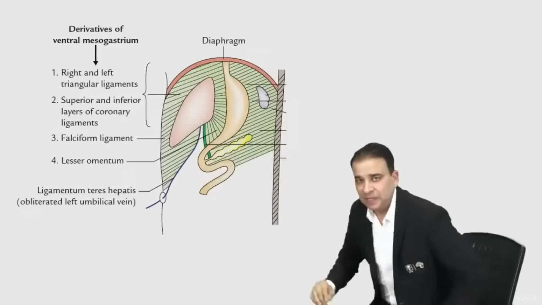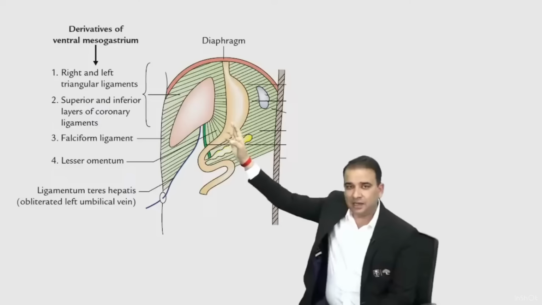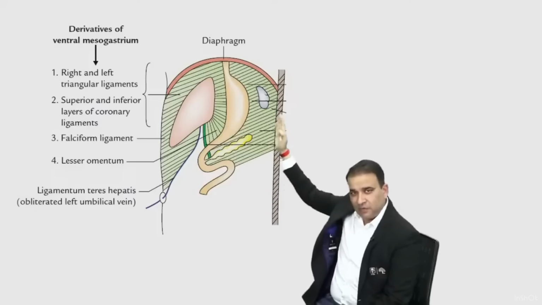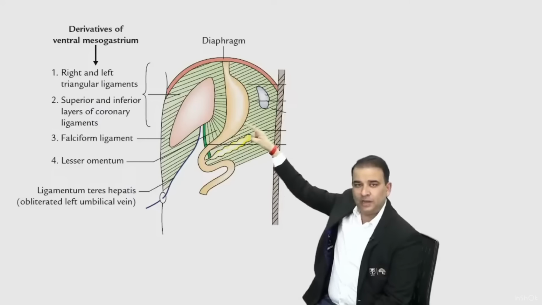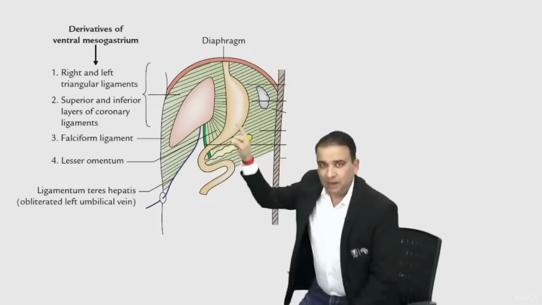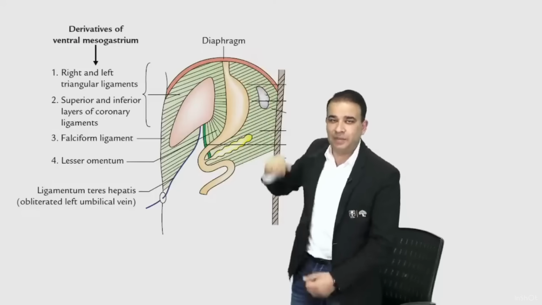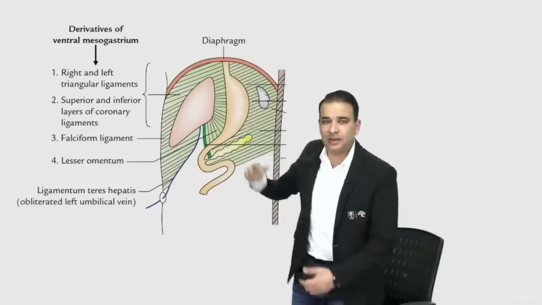Simple, nothing. Dorsal mesogastrium, guys. Look at the greater curvature. If this is a greater curvature here, and I go beyond the greater curvature toward the posterior wall, first of all, which omentum will be on the greater curvature? Greater omentum. Then the fundus of the stomach will be connected above to the diaphragm, that is called the gastrophrenic ligament. To the diaphragm, gastrophrenic ligament.